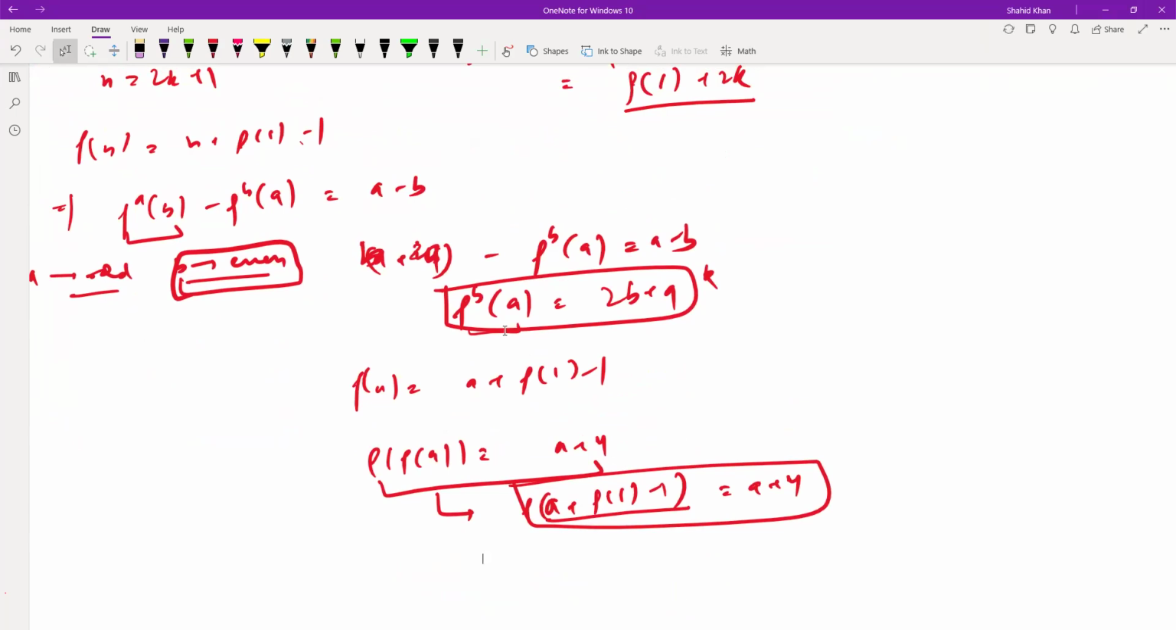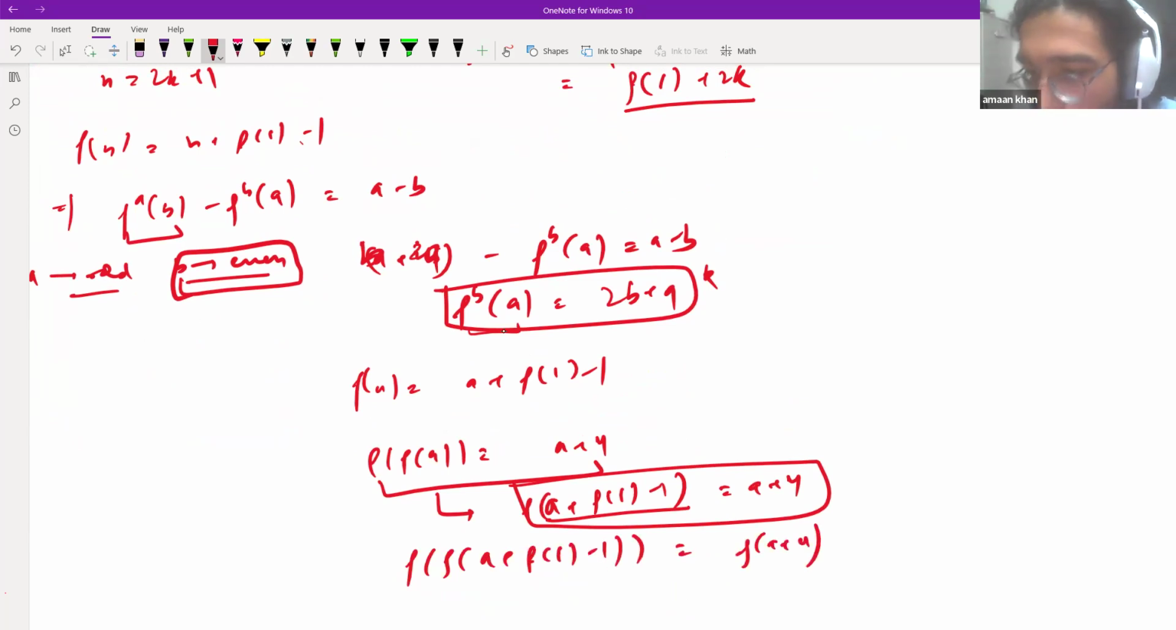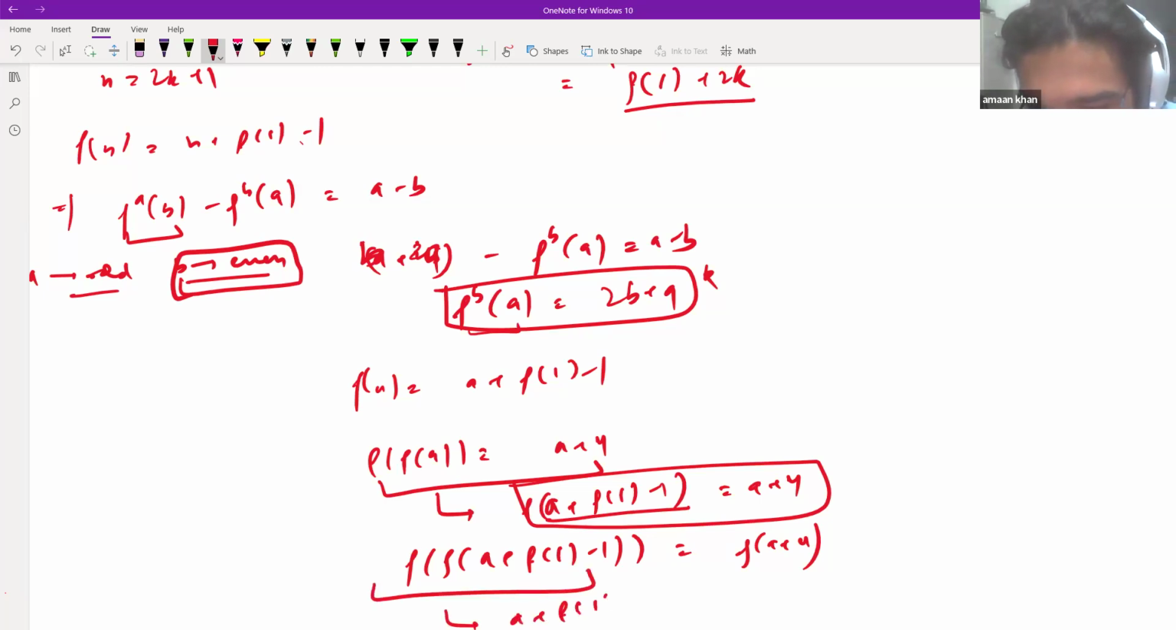Now again, we can't do the same thing like we did for f of a. We can do it for f of... okay. The thing is that now if you take f on both sides, this works. This is equal to f of a plus 4, right? If you take the f on both sides. And this is equal to a plus f of 1 minus 1 plus 4. And this is equal to f of a plus 4.